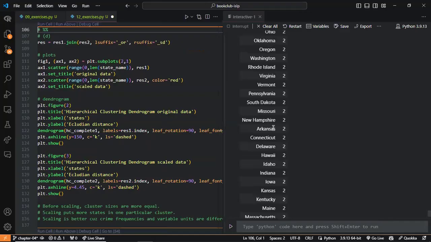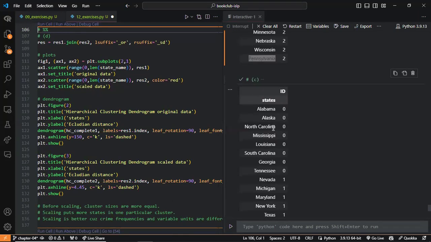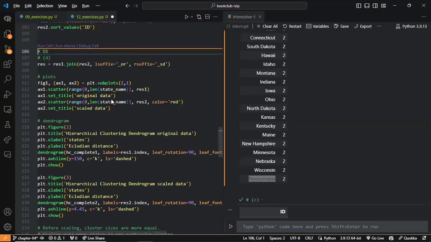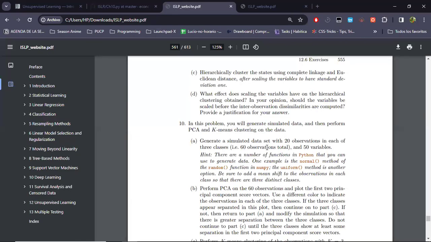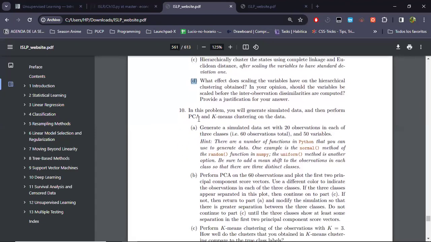So now to get a sense of the difference between the clusters, to which cluster they were assigned, we can compare this data frame with the previous one. But it's simpler to do that in a graphic. So that is what comes in item D. It asks what effect does scaling the variables have on the hierarchical clustering obtained. In your opinion, should the variables be scaled before the inter-observation dissimilarities are computed? Provide a justification for your answer.